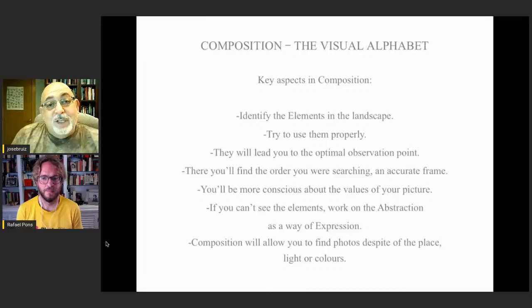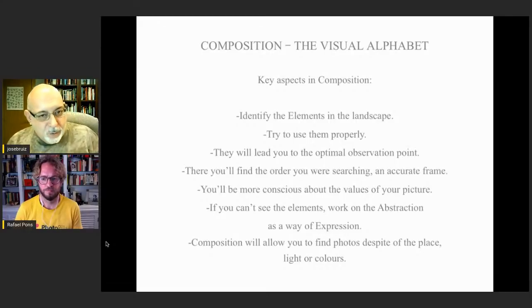So for me, there are some key aspects with the elements, which is identifying them in the landscape, which is not easy because they used to be hidden. You can see trees and rocks and many things, but maybe you're not aware that the rocks are a texture, or the trees are lines and the branches are lines. And the color is there. So you have to understand each of them and know how to use them. So you identify first, then use them properly, and they will lead you to the optimal observation point.